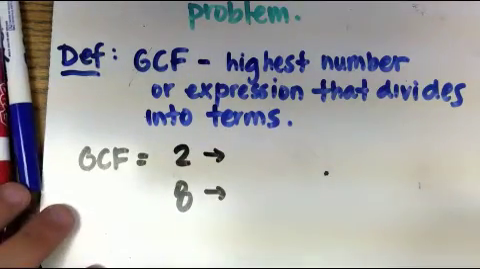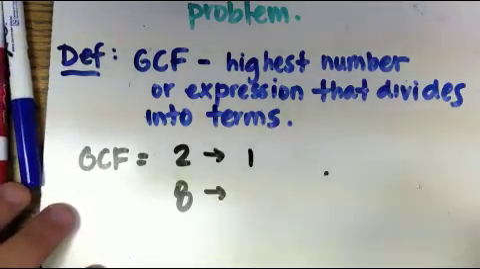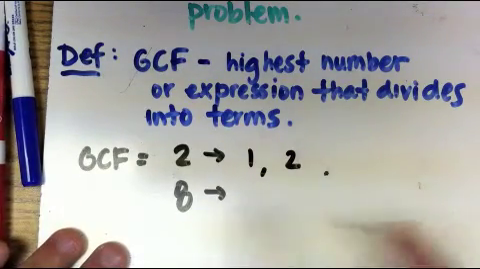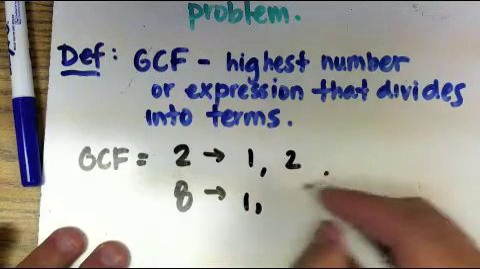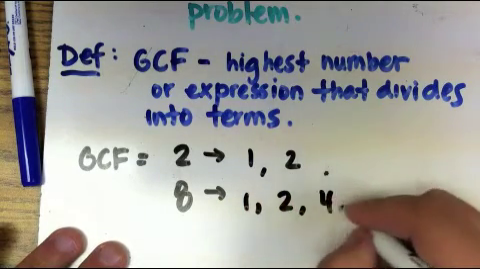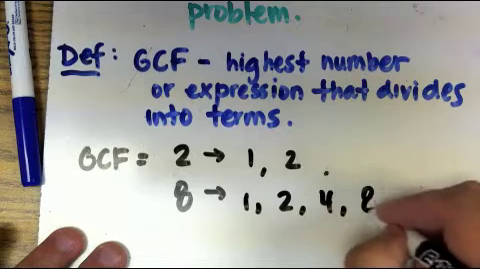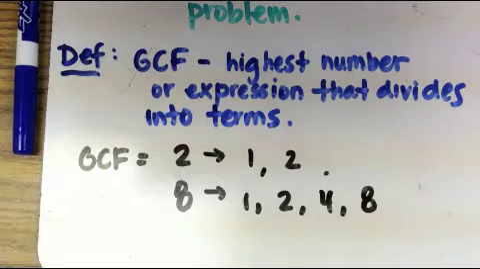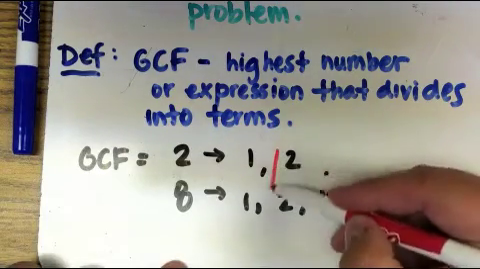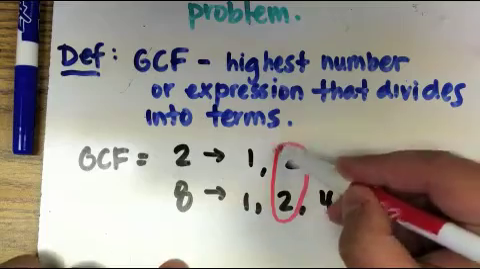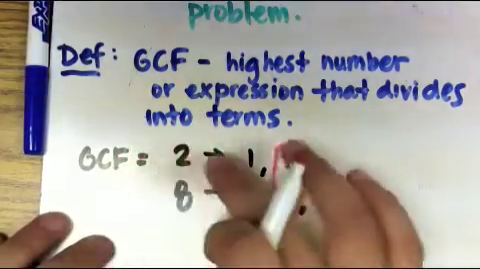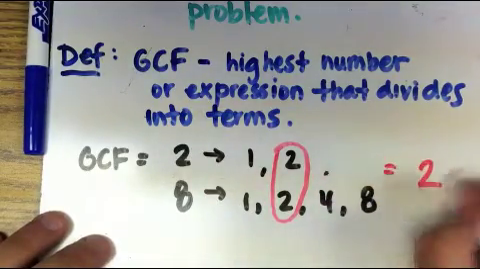So, what are the factors of 2? Well, we could start with 1, and then itself, 2. And then for 8, we've got 1, 2 will go into 8, 4 will go into 8, and then 8 will go into 8, right? We want to figure out what is the highest number that both of these have in common, and you can see that it is right here. It is the 2. So we would say that the greatest common factor of 2 and 8 is just a 2.